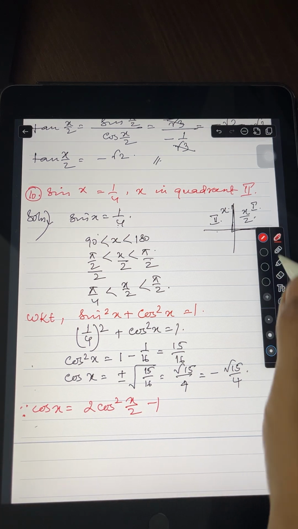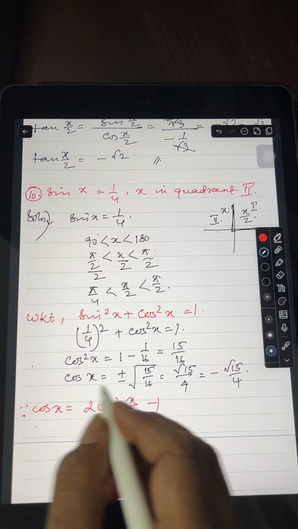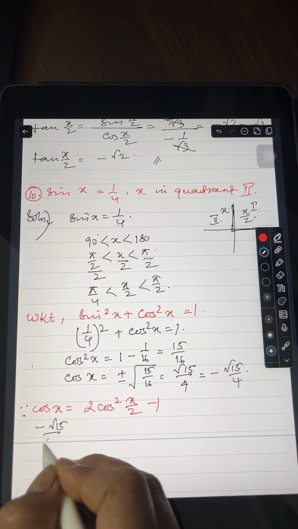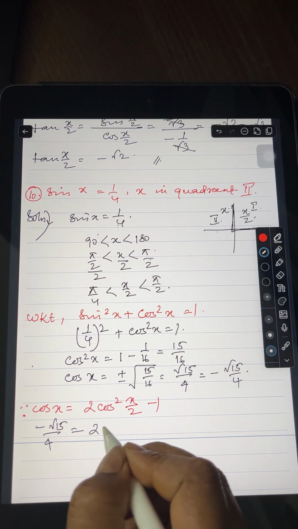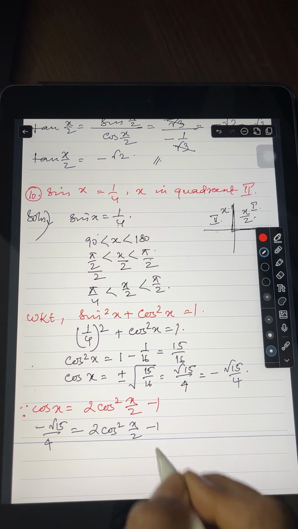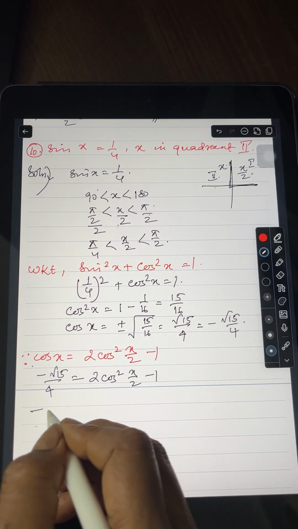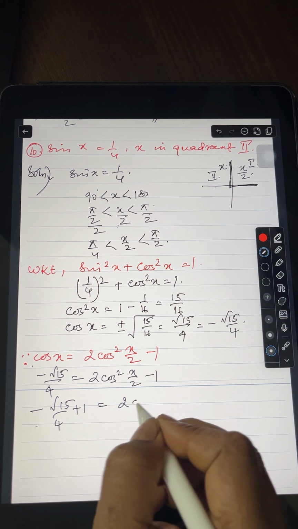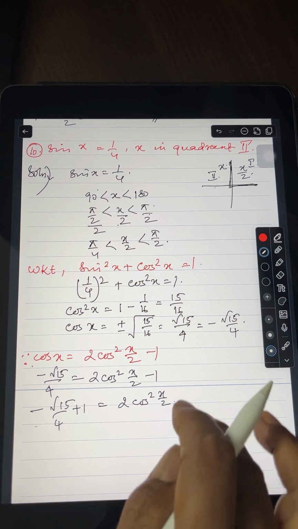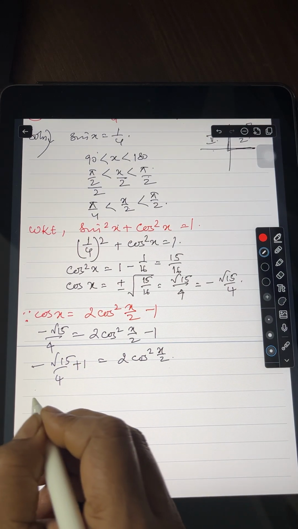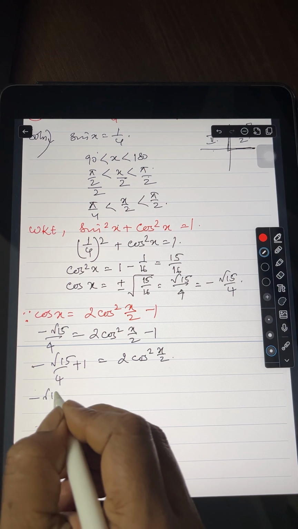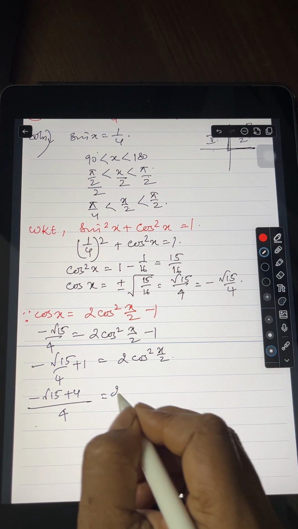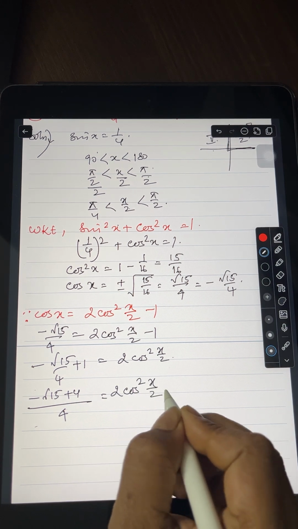Now what you can do with this is put the value here. Root 15 by 4 is equal to 2 cos square x by 2 minus 1. Now minus root 15 by 4 plus 1 is equal to 2 cos square x by 2. Now simplify this. You get minus root 15 plus 4 by 4 is equal to 2 cos square x by 2.